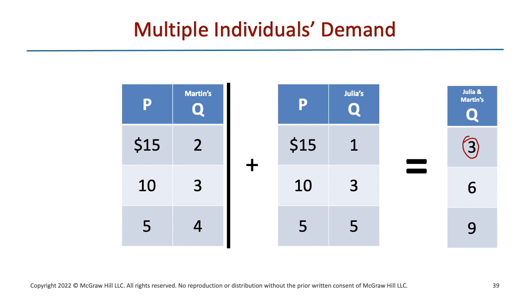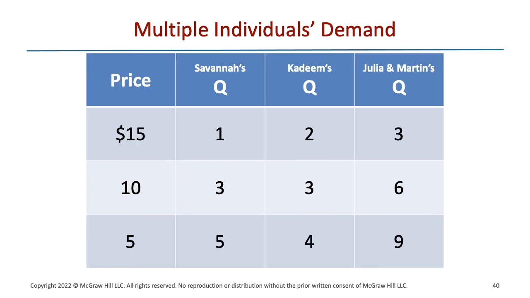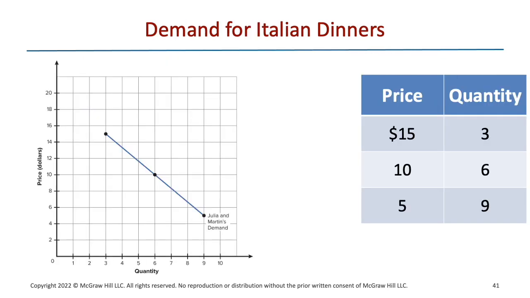At $10, you simply add up the 3 and 3, which gives us 6 dinners for the market demand. And then at $5, you add the 4 and the 5, and that equals 9. So this is how we come up with our market demand schedule, and we can see that phenomenon here.